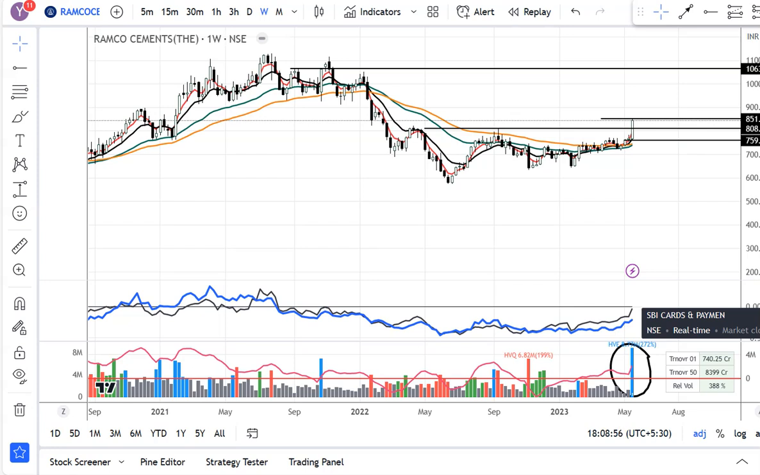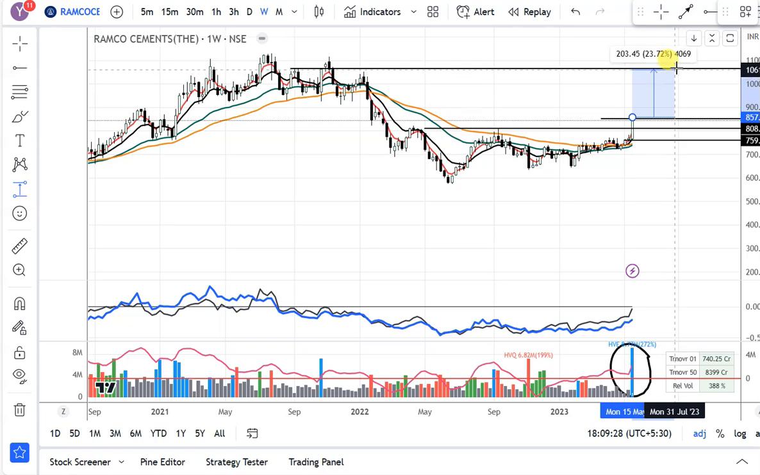Okay, so clearly this is a wonderful setup in Ramco Cements. The strength is above 852, the weakness is below 759, and the possible rally that can happen is 1,065. So it's a wonderful possibility of a 24% to 25% rally. So it's a wonderful stock. So guys, keep Ramco Cement in your mind. I'm marking it already.